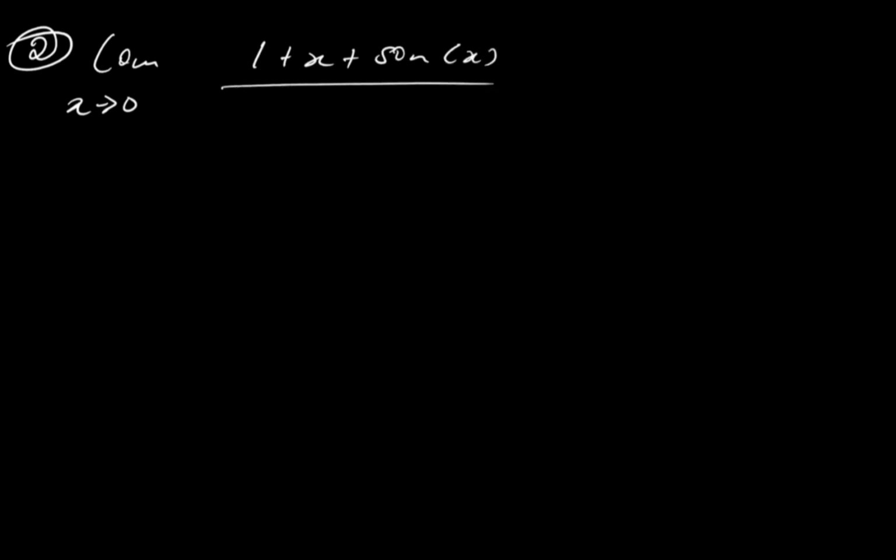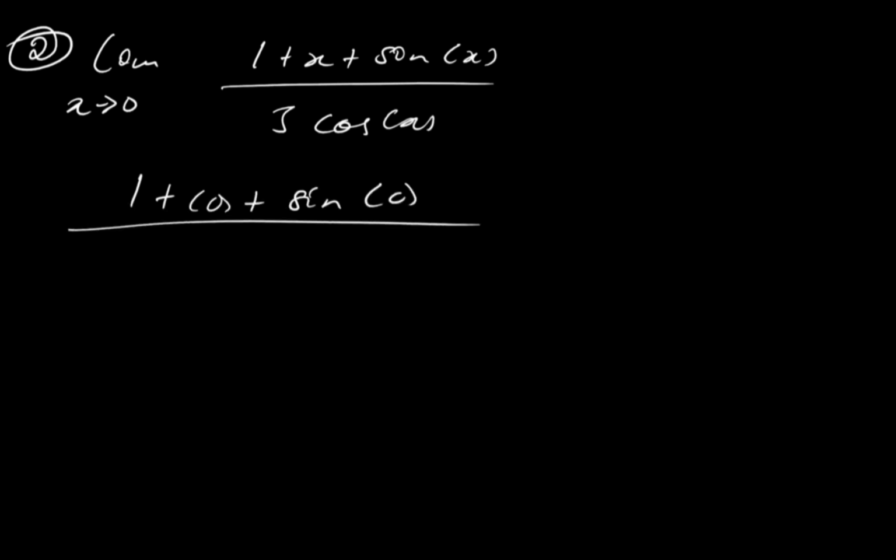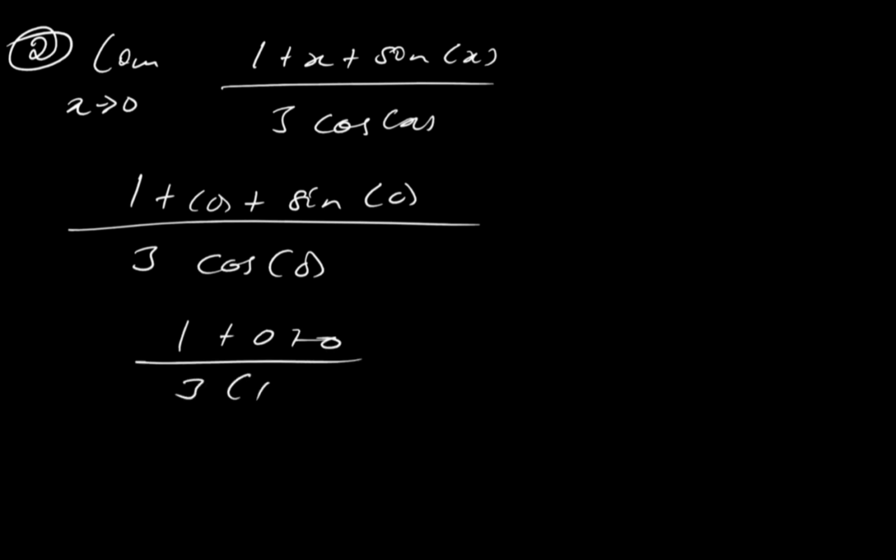So let's look at example number 2. Suppose we have the limit as x approaches 0 of 1 plus x plus sine x over 3 cos x. What we're going to do here is plug in. We end up having 1 plus 0 plus sine 0 over 3 cos 0. Sine 0 is 0, so you have 1 plus 0 over 3, and cos 0 is 1. So you have 1 over 3 as your final answer.